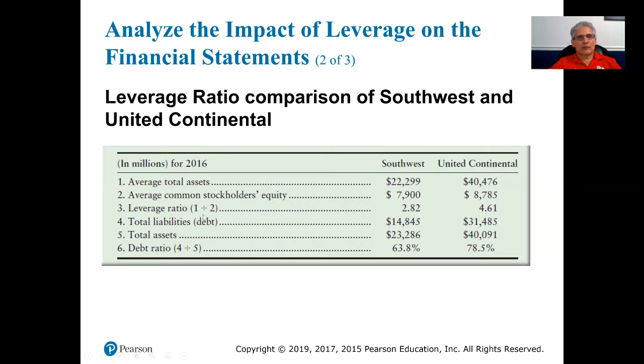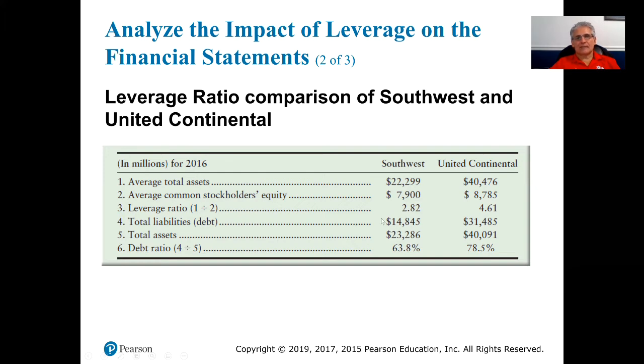The leverage ratio, which is 1 divided by 2, meaning that this divided by this gives us 2.82, while this divided by that gives us 4.61. So the leverage ratio is 4.61. It's higher because relative to the amount of assets, they have less common stock equity. So the leverage ratio is higher.